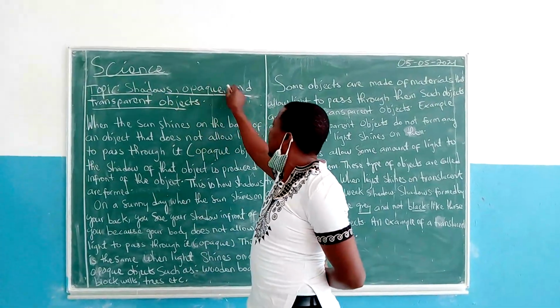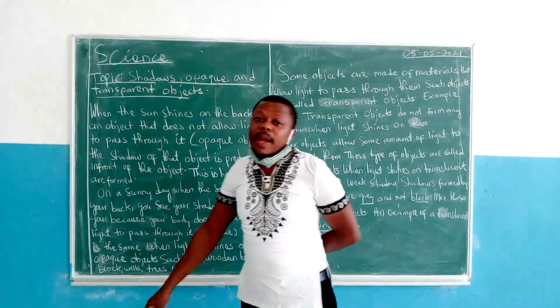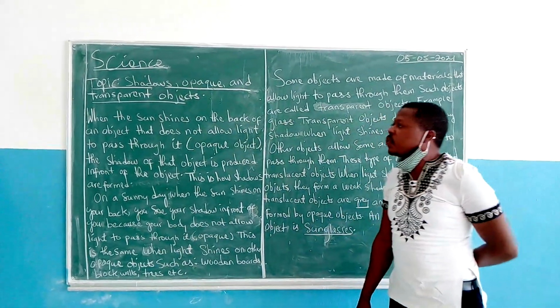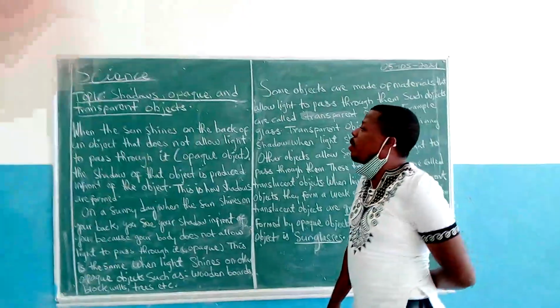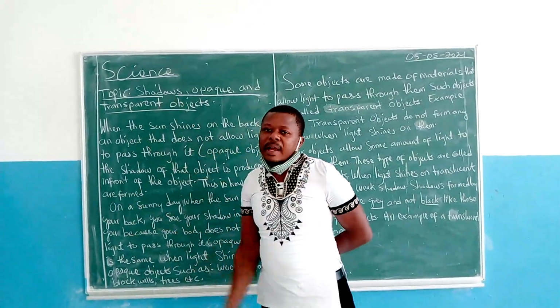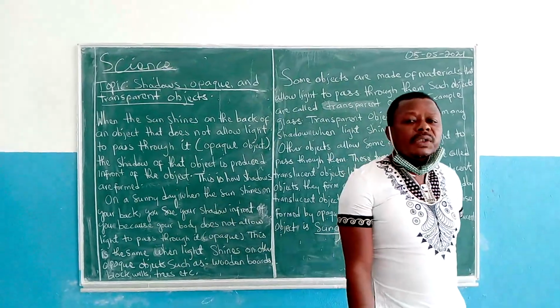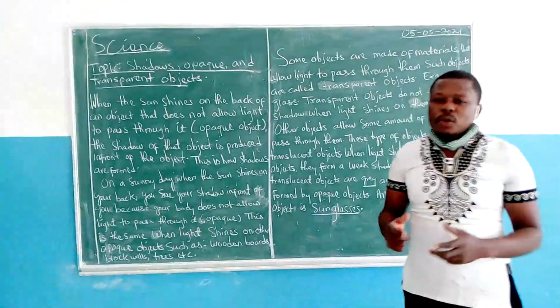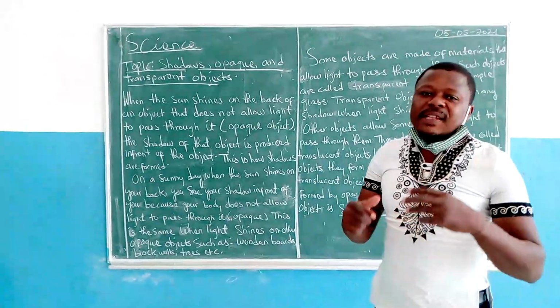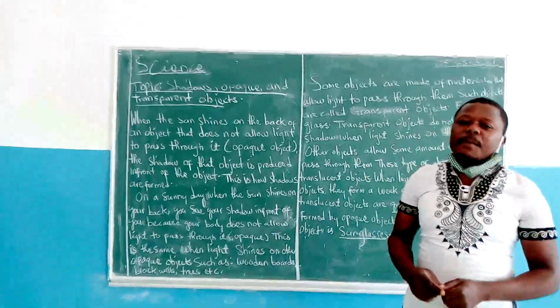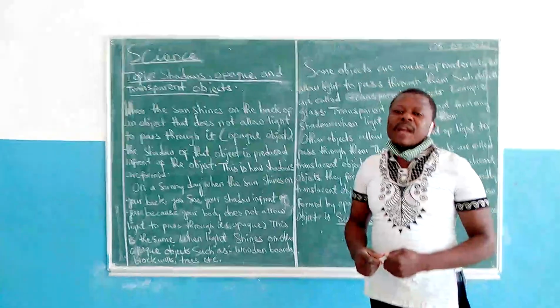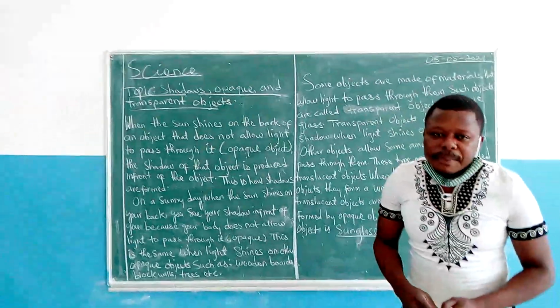Shadows, opaque and transparent objects. Why not translucent objects? In previous lessons in science, we saw what shadows are. And we said shadows are the picture or the image that is formed when an object stops light from passing through it.